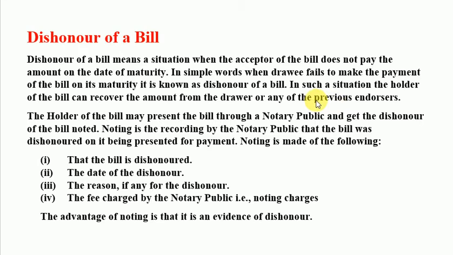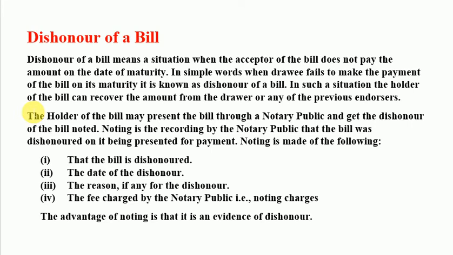Now, whenever a bill gets dishonored, there has to be a reminder sent to the drawee for making the payment for the amount due on the bill. If still the drawee fails to make the payment of the bill, then the holder of the bill can take legal action by approaching a notary public in the court. So let us see how legal action will be conducted.